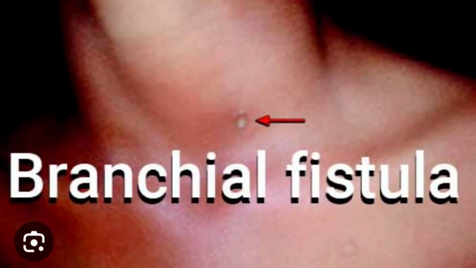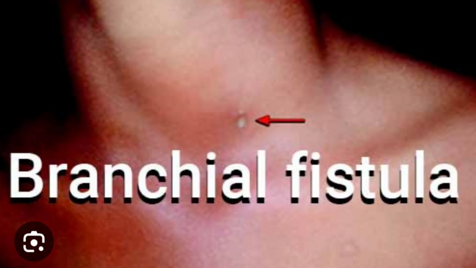Differential for the congenital cystic lesions of the neck includes branchial cleft fistula, or branchial fistula in short word you can call it. Here on this image, you can appreciate that branchial fistula is visible and a red arrow is indicating that. So fistula means it's a fistulous communication.